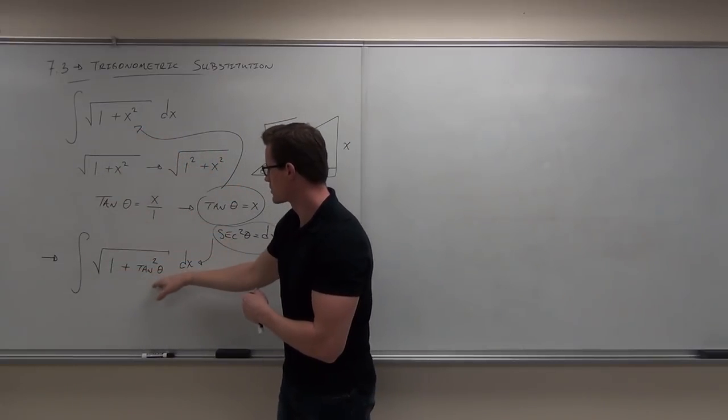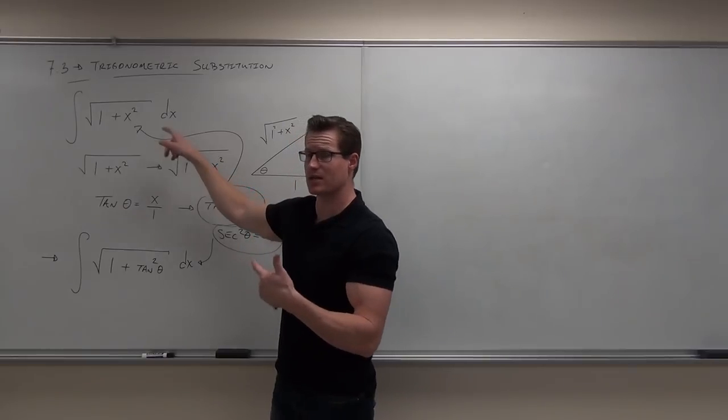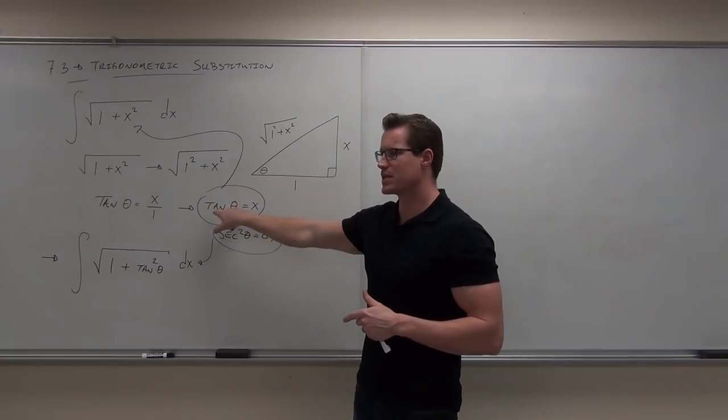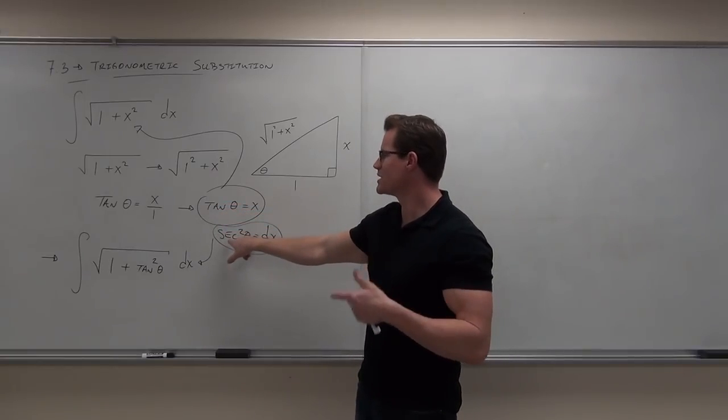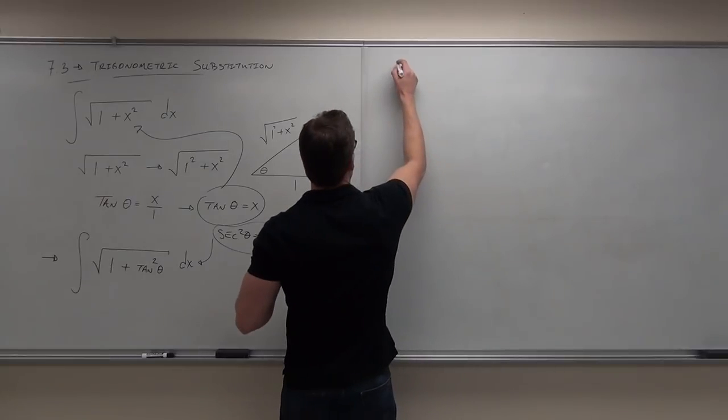So 1 plus tan squared theta, we still have the square root. dx is an issue, we've got to change that. Just like you did on a u-sub, you still take a derivative. So tan theta equals x, so secant squared theta d theta equals dx. Okay, cool.